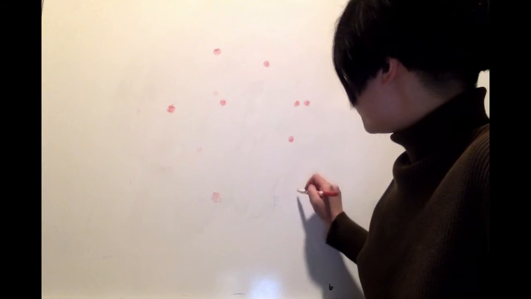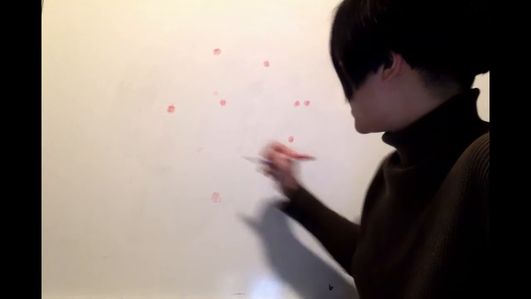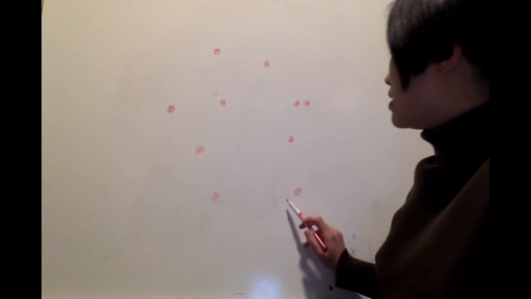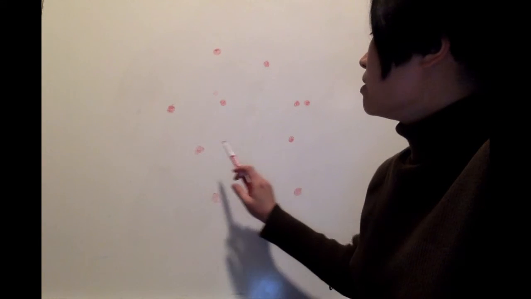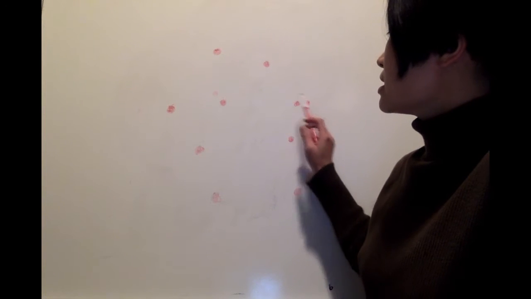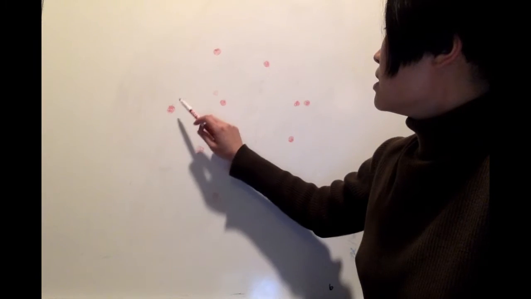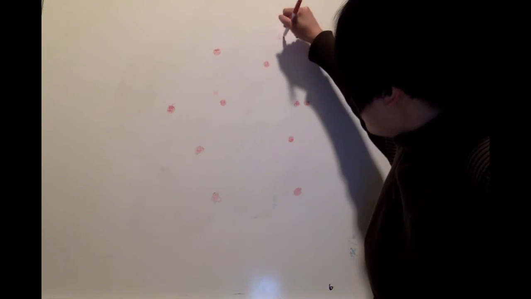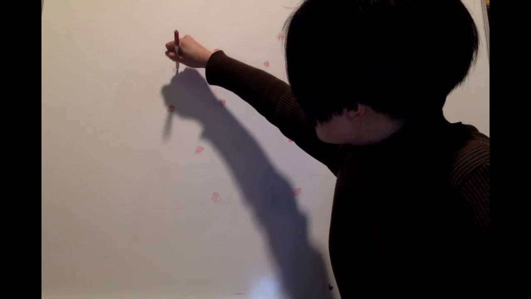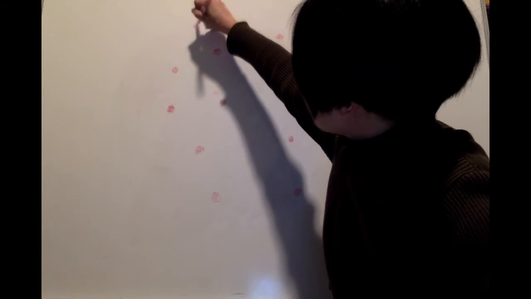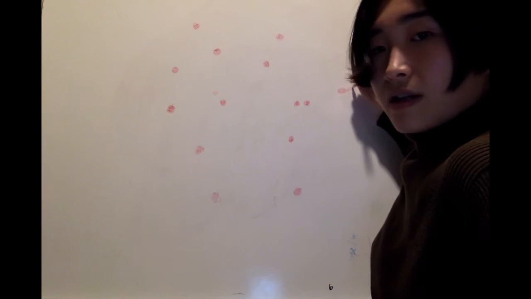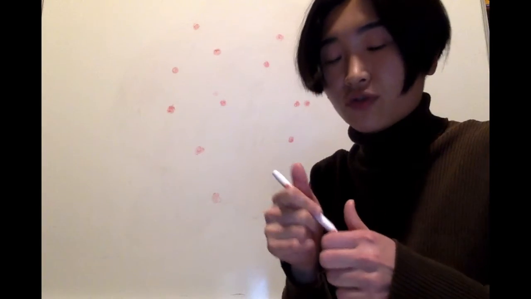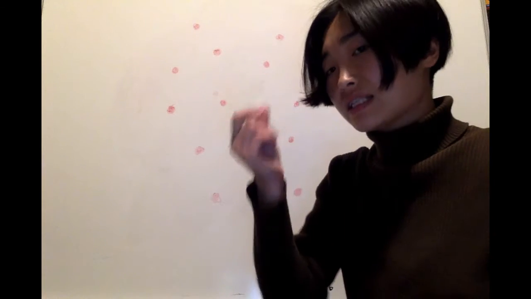That's a lot. Should we count how many dots I've made so far? Okay, so I've made 1, 2, 3, 4, 5, 6, 7, 8, 9, 10, 11, 12, 13, 14, and 15. 15 dots I have. You can draw more dots or you can draw fewer dots also.